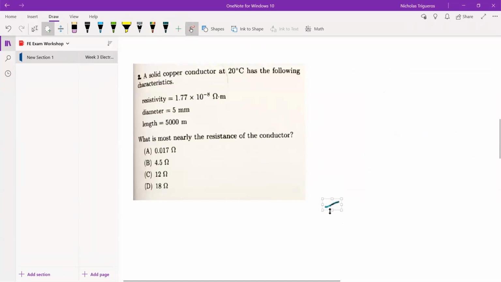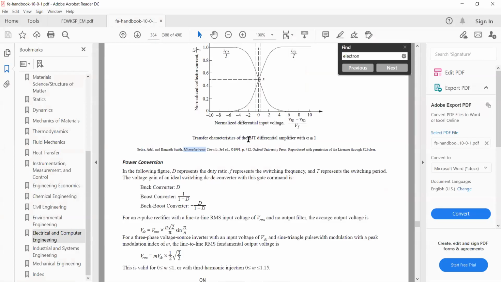There we go. Okay. We have a solid copper conductor at 20 degrees Celsius with the following characteristics. We have the resistivity, diameter, and a length. What is the resistance of the conductor? This is the one that I was looking up earlier. So we go to our handbook.